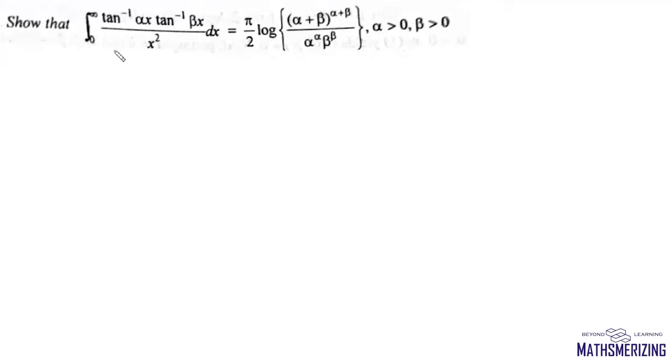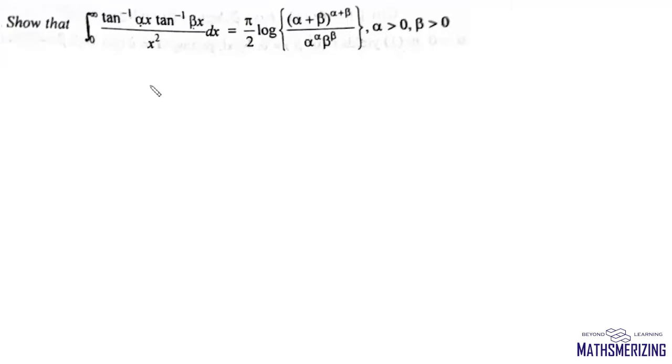Now here the question is, we are given this integral from 0 to infinity of tan inverse alpha x into tan inverse beta x upon x square dx. And we need to prove that this integral is pi by 2 log of (alpha plus beta) to the power (alpha plus beta) upon alpha to the power alpha into beta to the power beta, where alpha and beta both are greater than 0. Now for this integral, again we have two parameters, alpha and beta.